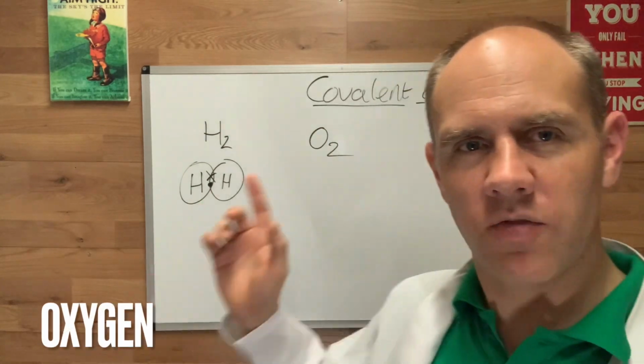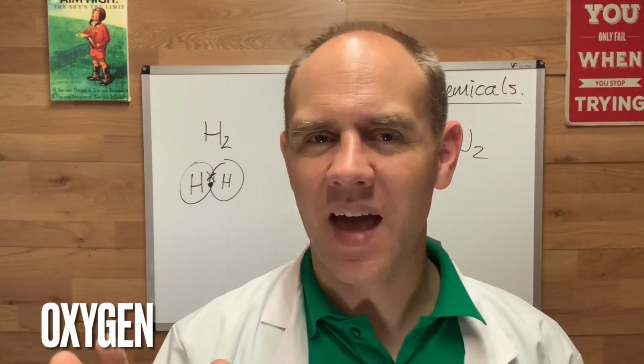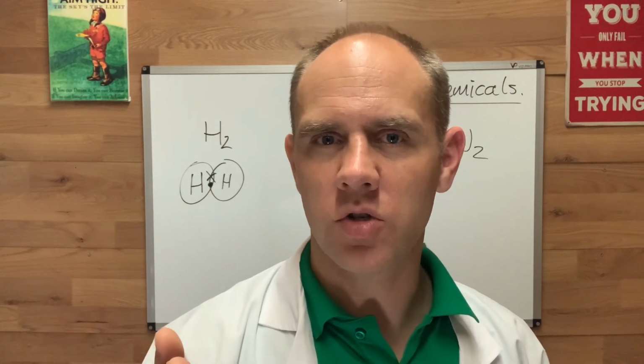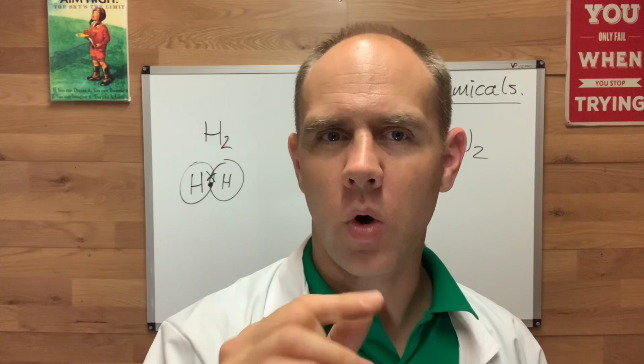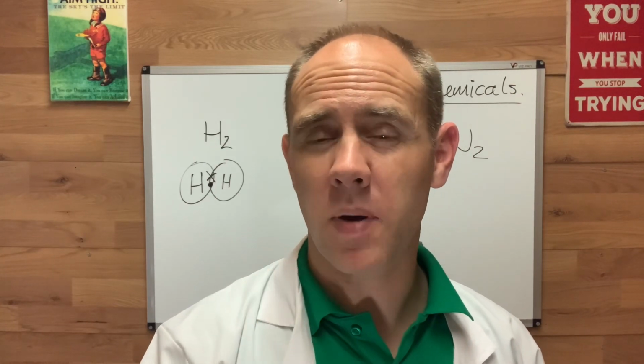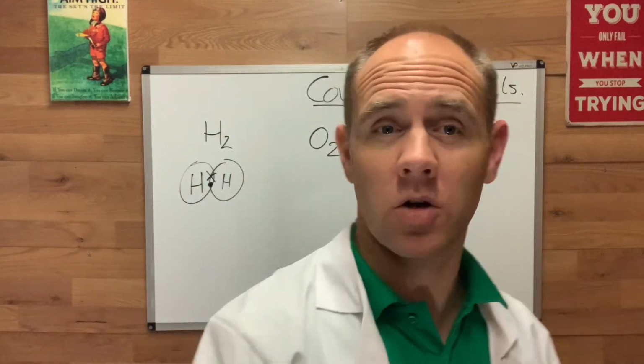Now, oxygen's a different beast in that it happens to be in group 6, which means it has 6 electrons in its outer shell. So it needs 2 electrons to form a full outer shell, which would take 8. So it's not going to just share one of its pairs of electrons, it's going to share both pairs of electrons and form what we call a double covalent bond. Let's look.